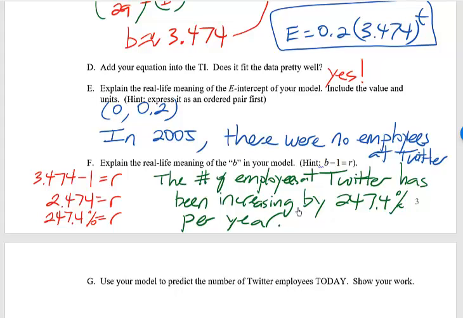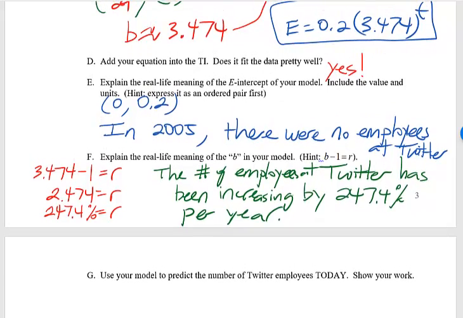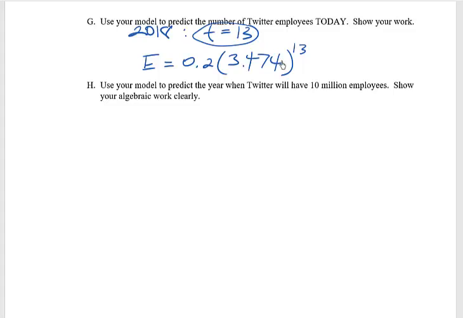Letter G, also by way of review, what if I wanted to predict the number of Twitter employees today? Now, depending on when you're watching this video, you may have to use a different year. I'm going to use 2018. I have to go back to my let statement. T stood for years since 2005. So if I want to use 2018, that's going to be represented by t equals 13. And all I need to do is take that 13 and stick it up here into my model. Let's write that down.